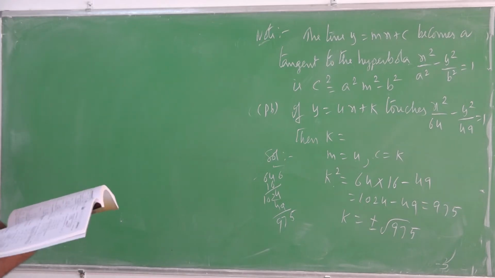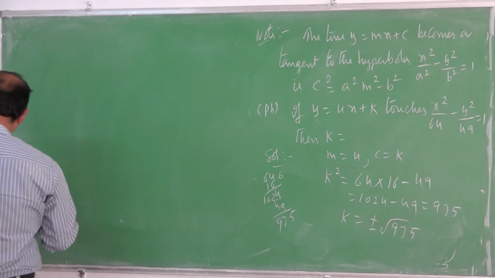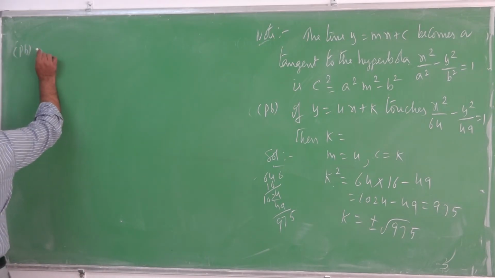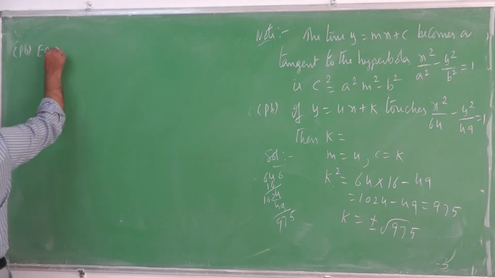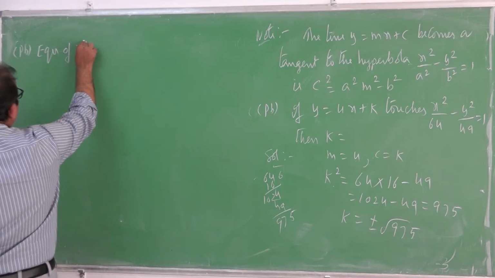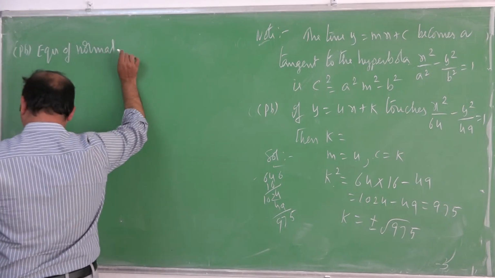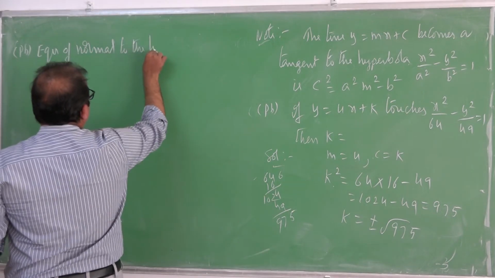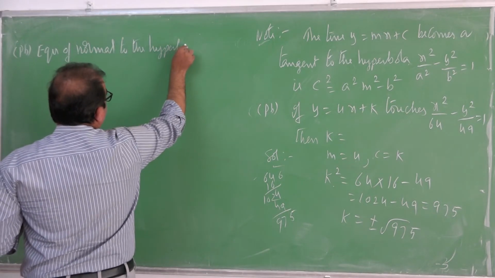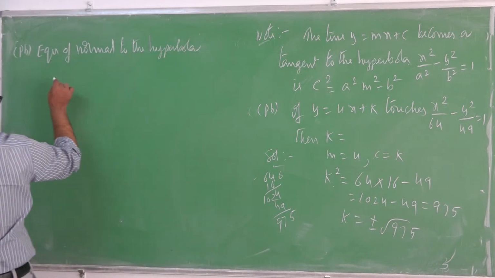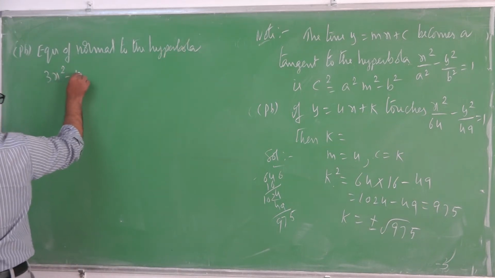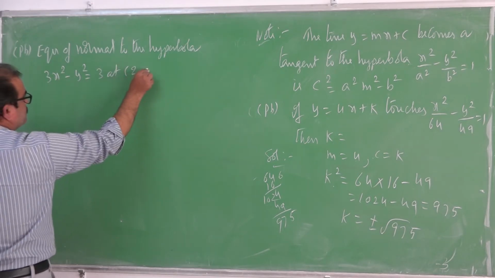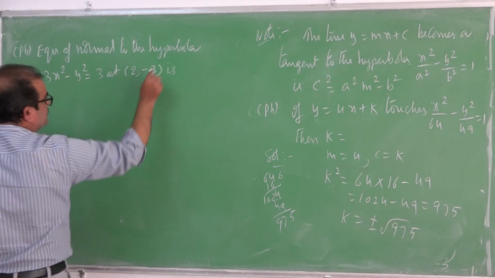Okay, next, write the next problem. In this way we can find normal. Equation of normal to the hyperbola 3x square minus y square is equal to 3 at the point 2 comma minus 3 is.